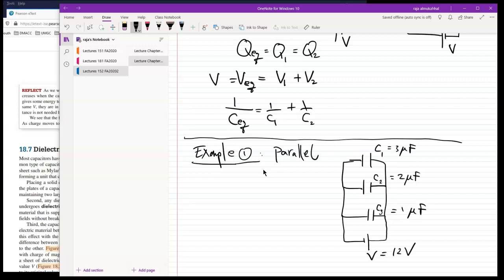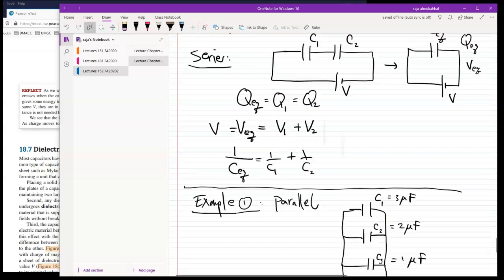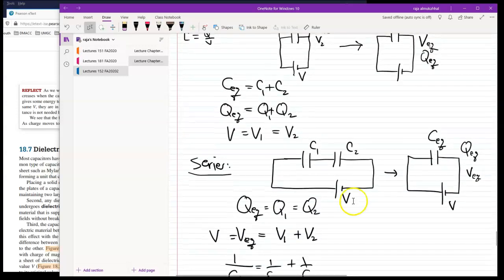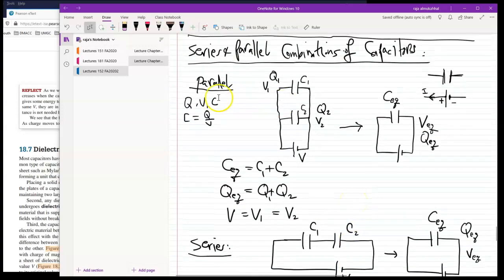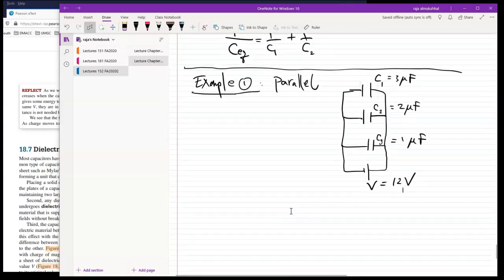Now, because it is in parallel combination, the voltages across each capacitor are equal. For a parallel combination, here is the parallel right here, the voltages across are equal. In other words, V1 is equal to V2 equal to V3, and that's equal to 12 volts across the battery. Got it? Okay. Now, what about the charges?